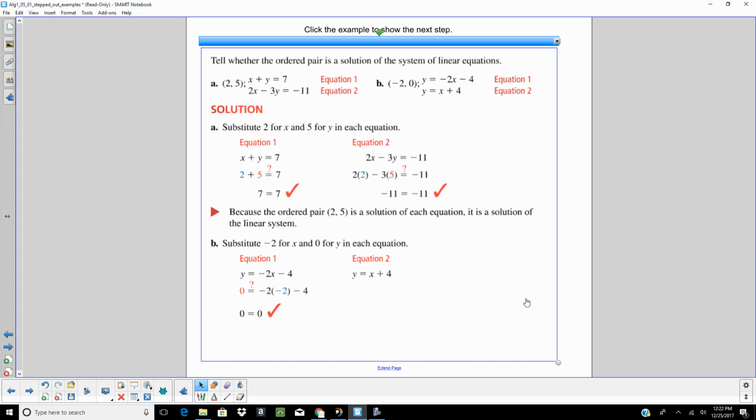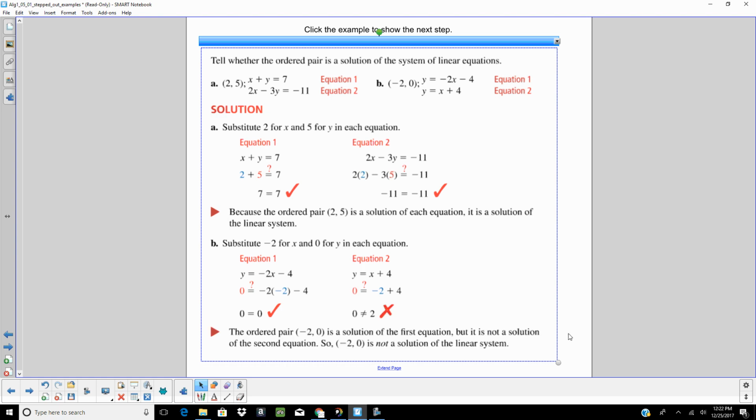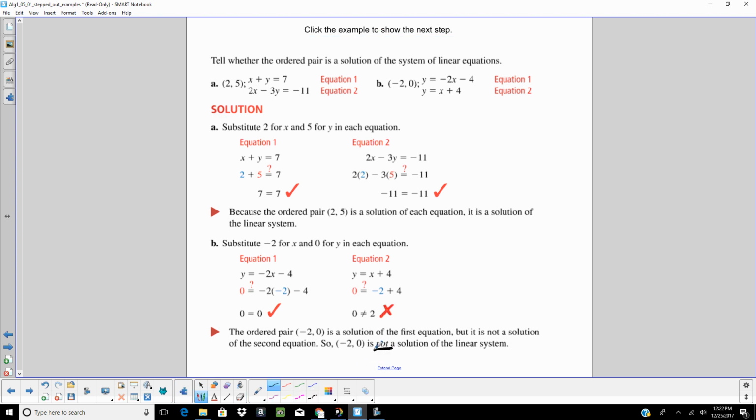We also need to check it for the second one. Take out your y, put in 0, take out your x, put in negative 2. And you get 0 equals 2, which we know that's not true. So that one is not a solution. Not a solution, so on that one, that'd be a big no. First one is a yes, second one is a no. As soon as you get one thing that doesn't work, it makes the whole thing no.